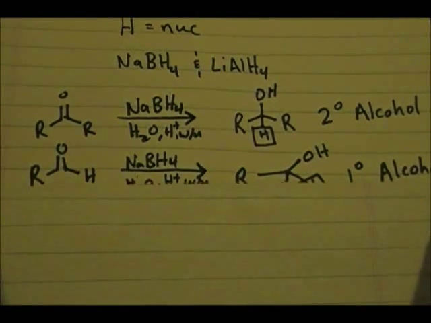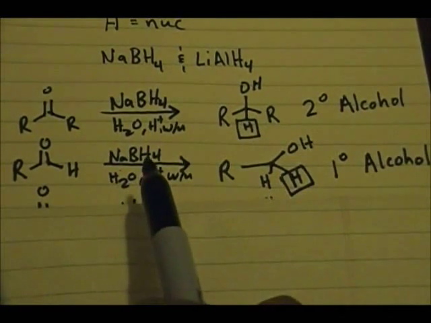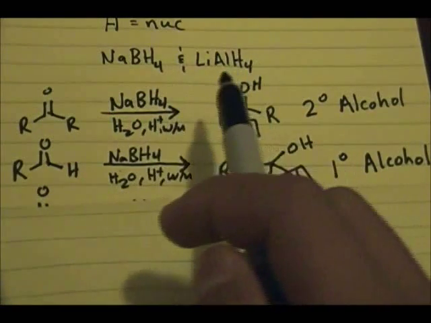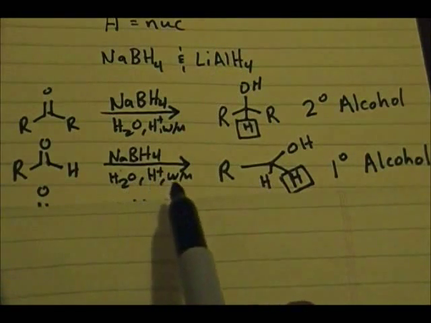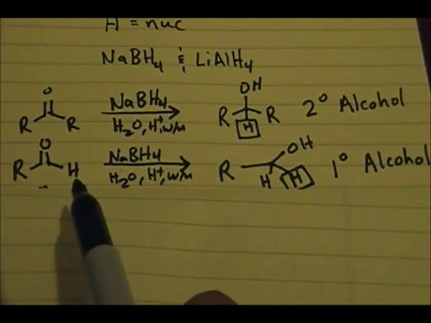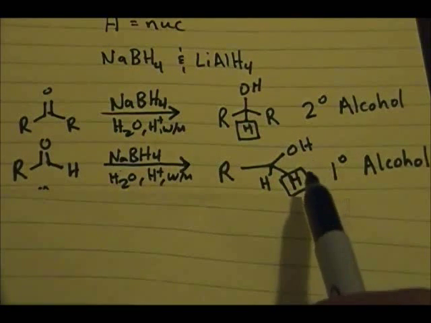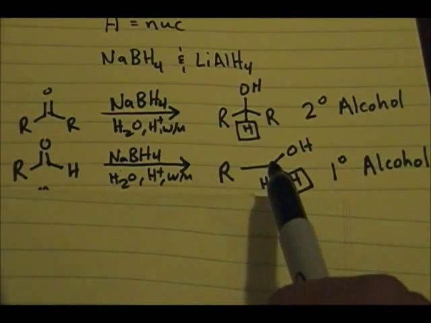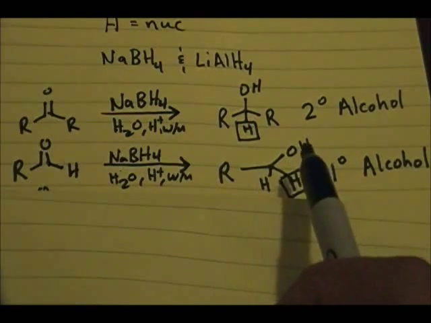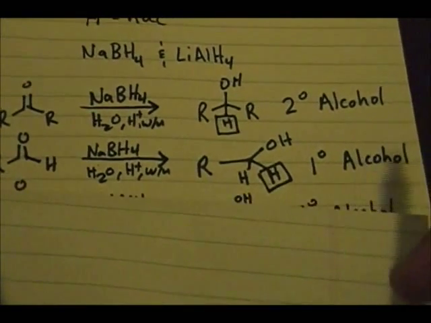Next is the aldehyde. Again, the aldehyde can be reduced by sodium borohydride or lithium aluminum hydride. It's either or. And use H2O, H plus workup. And again, you'll add one hydrogen into the system, and then it will give you your primary alcohol. Again, this carbon is attached to one other carbon, so since this carbon is primary, that means the alcohol is also primary. So again, you form a primary alcohol.